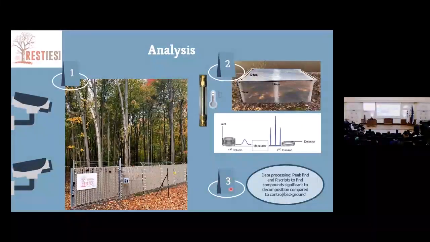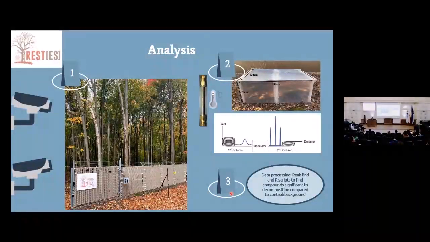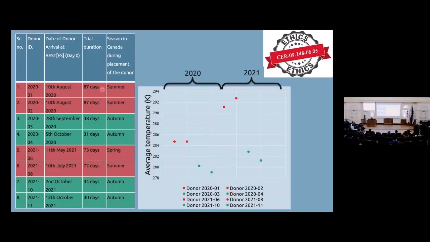The third part was the data processing, for which peak finding was conducted using the chromatography software. Then we had custom R scripts that identified compounds that were significant to the sample itself, as opposed to the background or the control samples. The results: in this study, we studied 8 donors, 4 of which were decomposing at warmer ambient temperatures and 4 of which were decomposing at cooler ambient temperatures in the years 2020 and 2021.